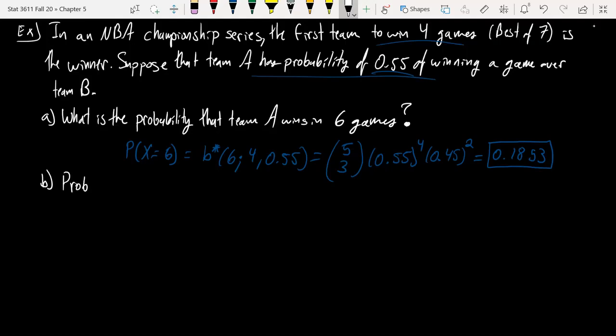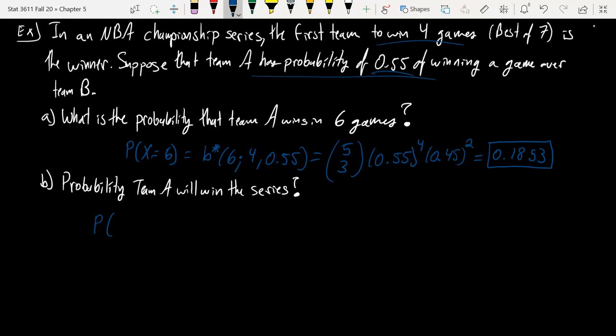Part B. What is the probability that Team A wins the series? All right, well, this is a discrete problem that we can break out into separate cases. We're going to have to look at all the possible cases that Team A could win.